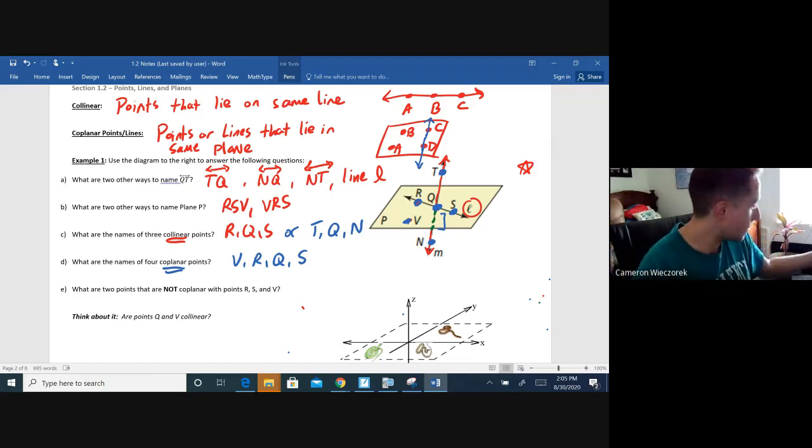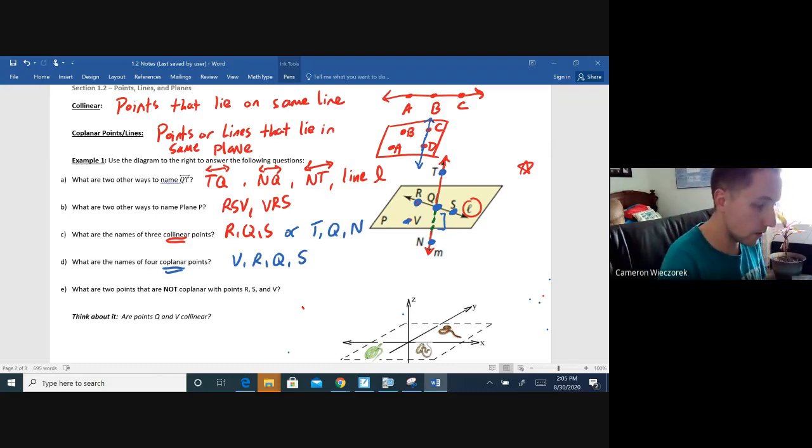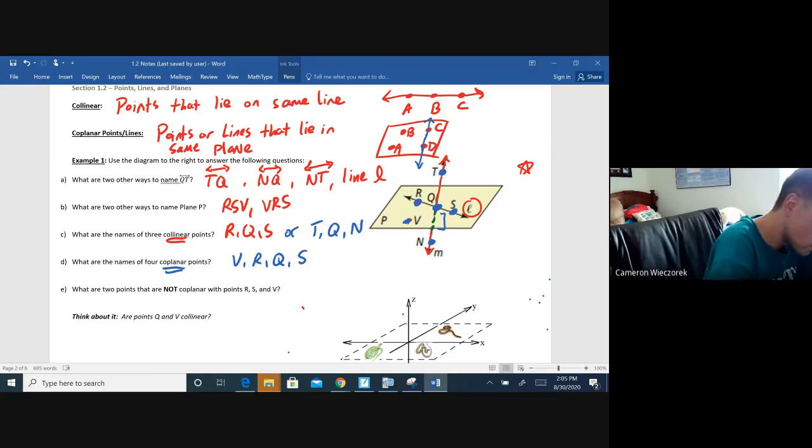It just means you have a line that's almost poking a hole through your plane. Okay. So anything above on that line is not on the plane. Anything below is not on the plane. So we'll put T and N. Okay.